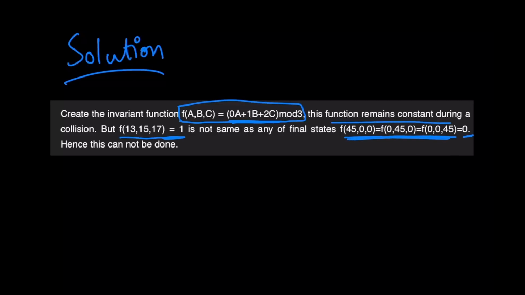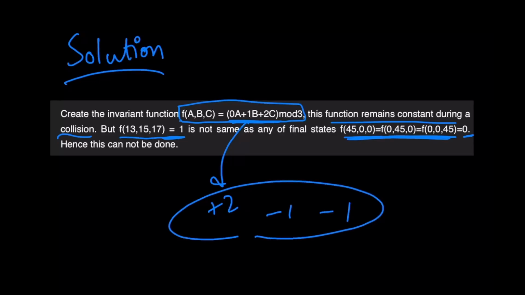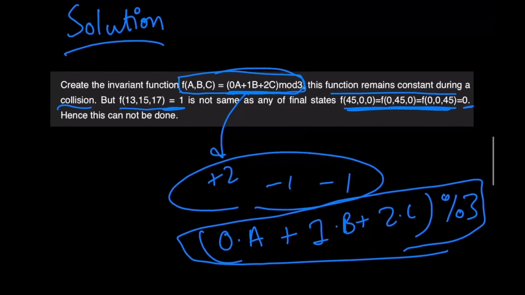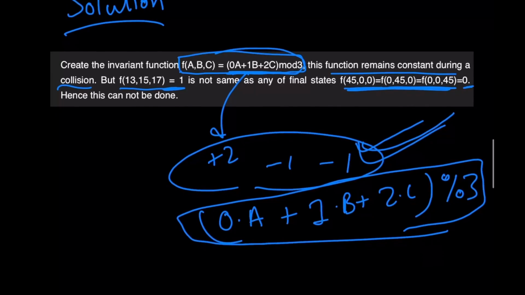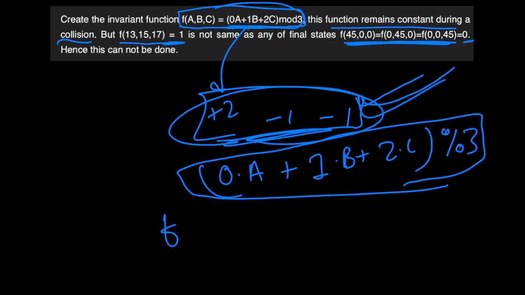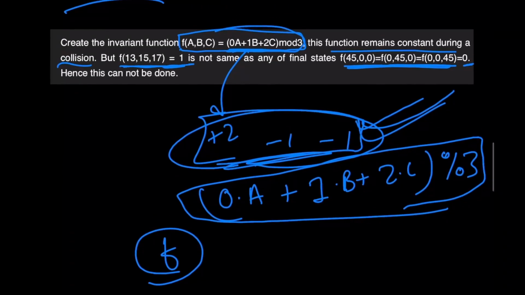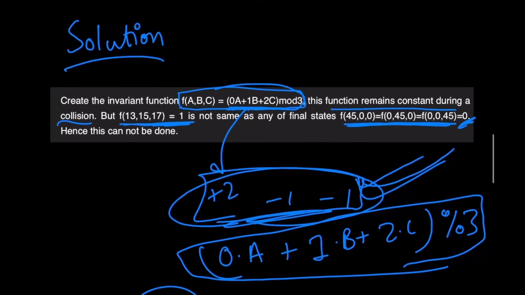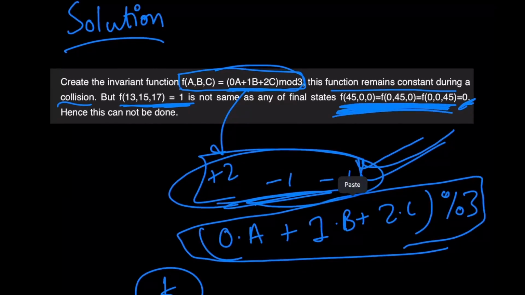The function remains constant during a collision. Try to add plus 2 to either of a, comma b, comma c and minus 1 from the other two, and you'd see that this expression, 0 times a plus 1 times b plus 2 times c, whole moduloed by 3, always remains the same no matter what kind of transition you try to do. And if all that we can do is these types of transitions, then that means that the value of f can never change. If we start with the value of f being 1, then we can never bring that value to 0. And this is how we prove that this particular arrangement would never be possible.